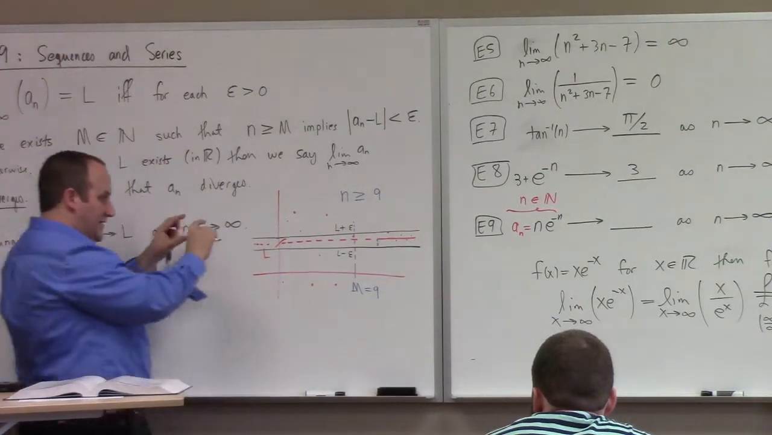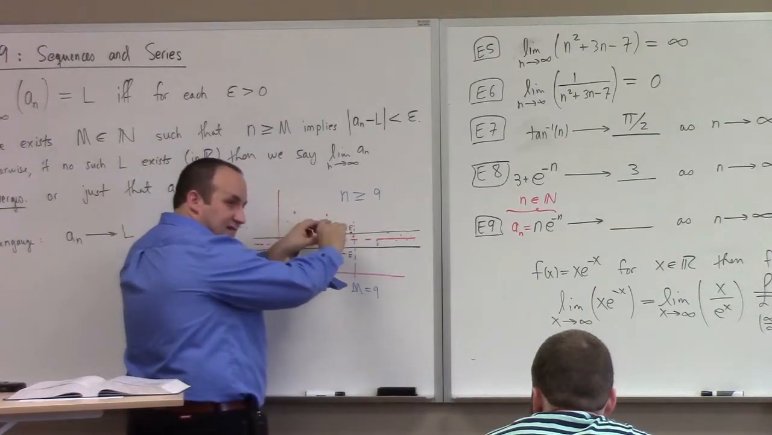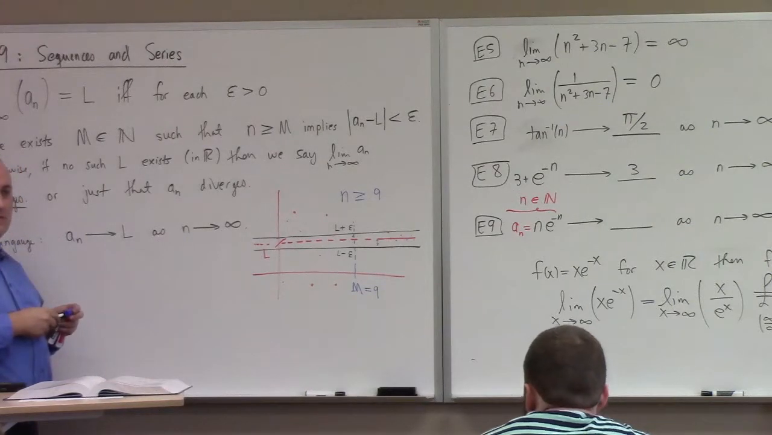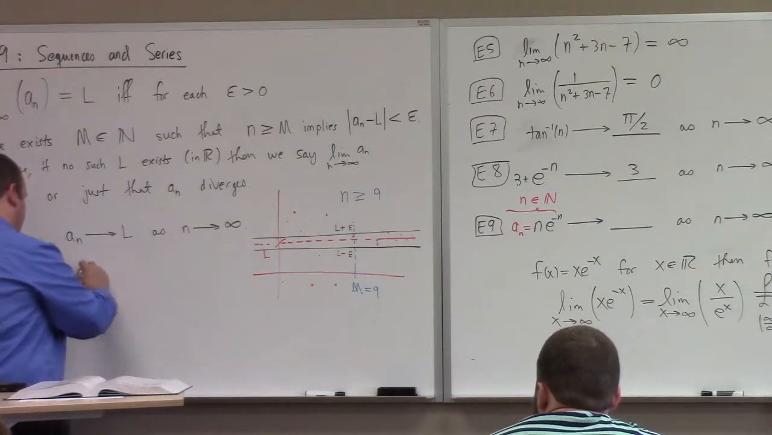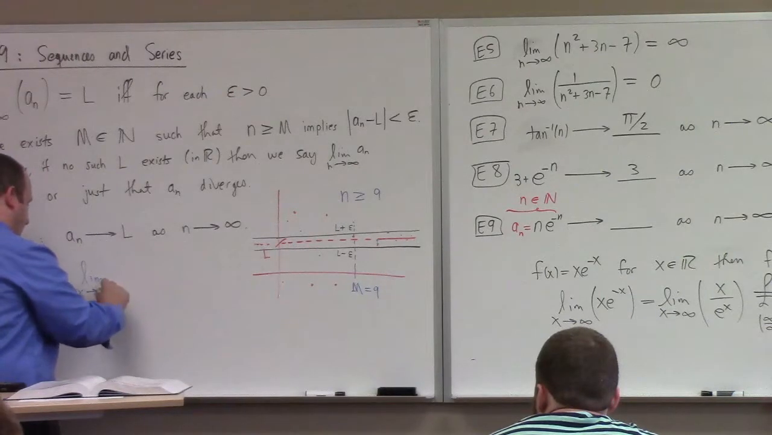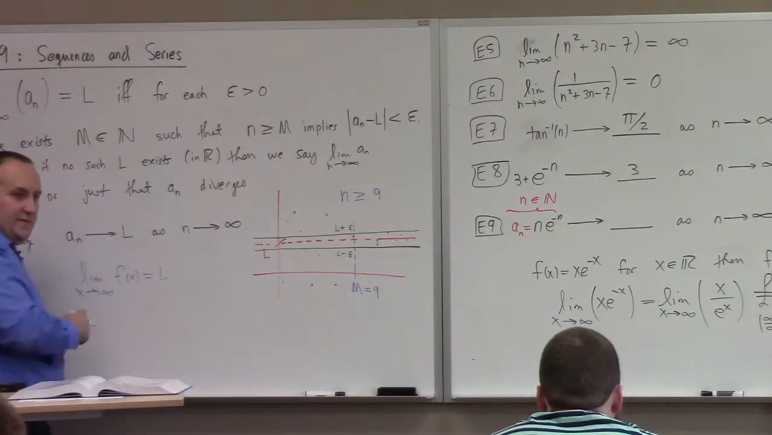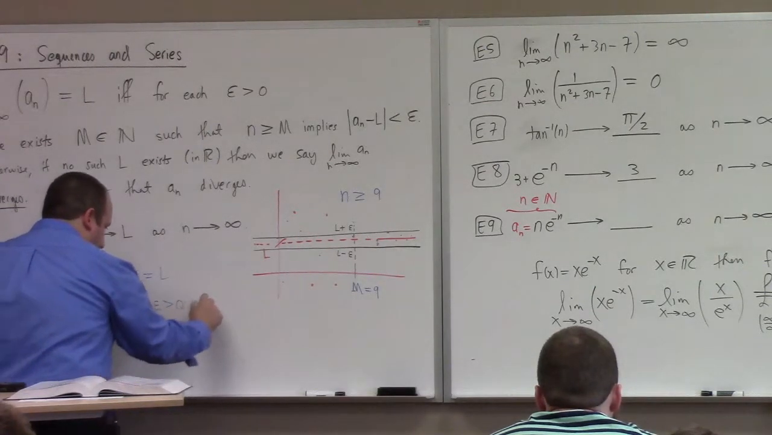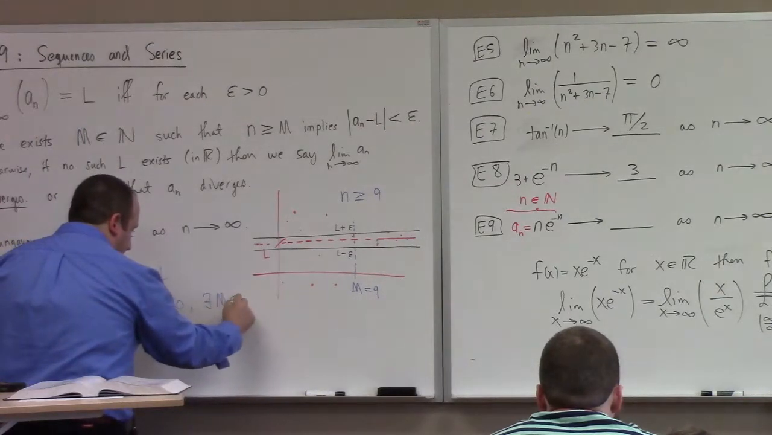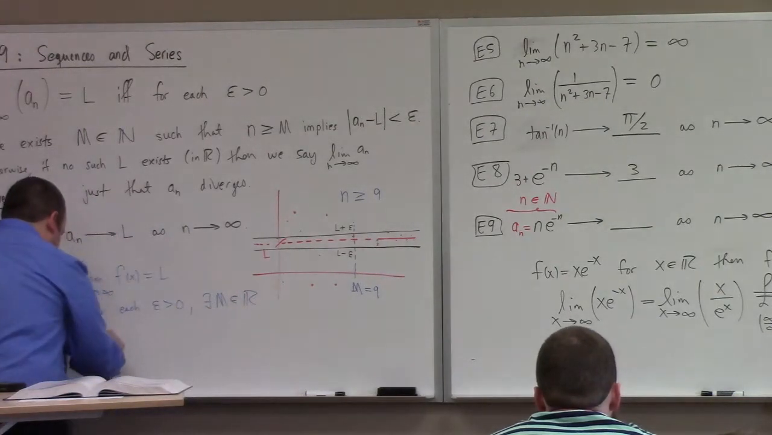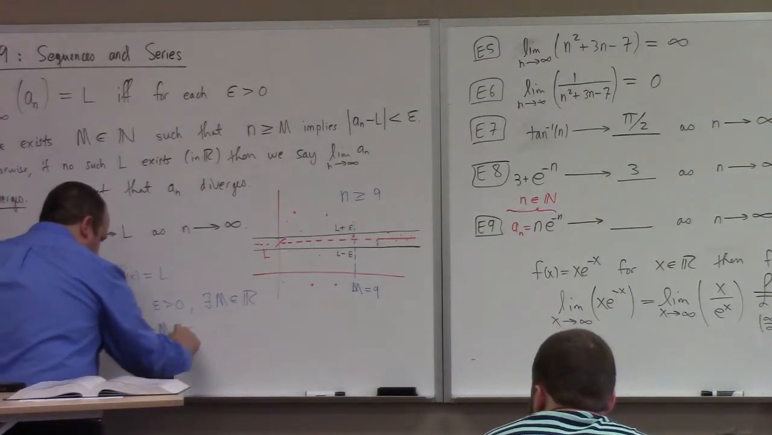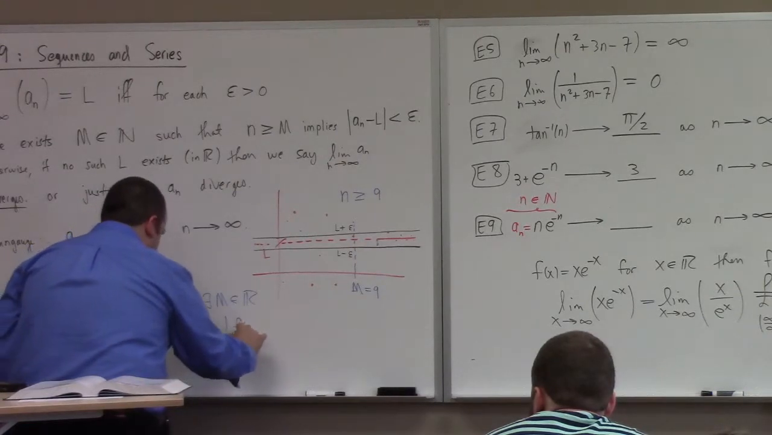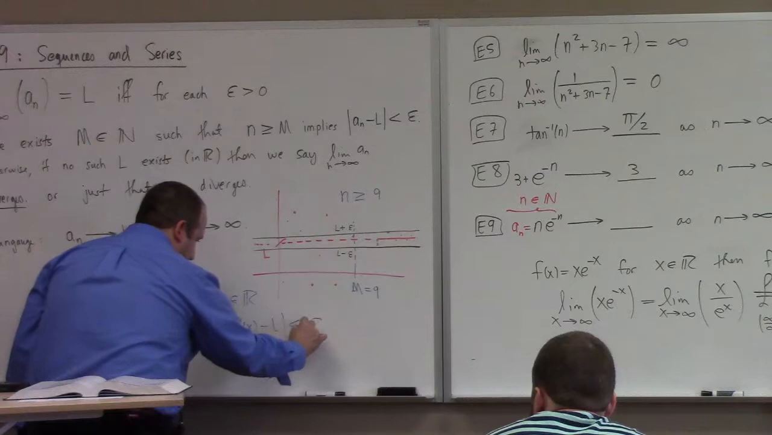It means that if I go out far enough, I can squeeze the values of the sequence into some little band. But this is the same thing that's meant by the limit as x goes to infinity of f of x equals L. What does that mean? That means that for each epsilon greater than 0, there exists some m in the real numbers such that x greater than or equal to m implies that the absolute value of f of x minus L is less than epsilon.